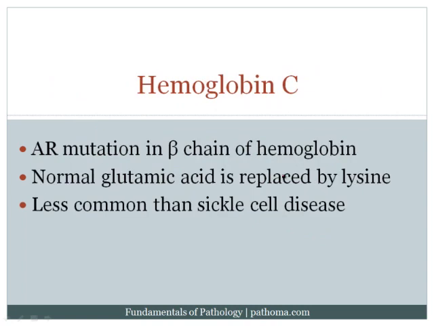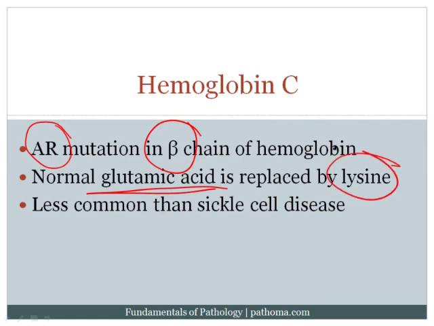Another important hemoglobinopathy to be familiar with is hemoglobin C. Now the problem here is that you have an autosomal recessive mutation, again in the beta chain of hemoglobin. But the normal glutamic acid, instead of being replaced by valine, as we had in sickle cell disease, is replaced by lysine. So that's the first point, is that hemoglobin C has lysine. Hemoglobin C has lysine. Maybe that might help you.